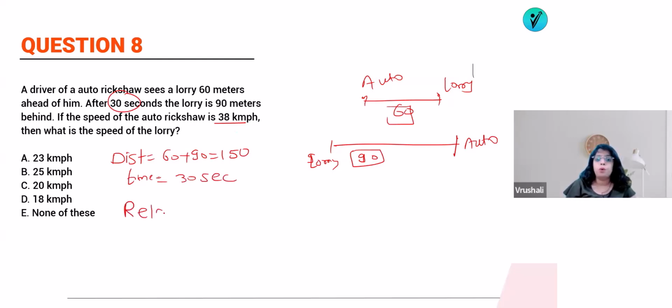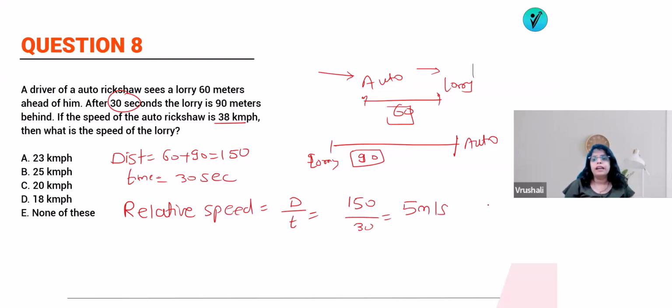Relative speed, as both are going in the same direction, right? If initially the lorry was ahead, now it is behind. That means both of them are going in the same direction. So relative speed will be equal to distance upon time. That means 150 by 30, which is equal to 5 meters per second. And it will be equal to 5 into 18 by 5. That means 18 kilometers per hour. This is the relative speed.